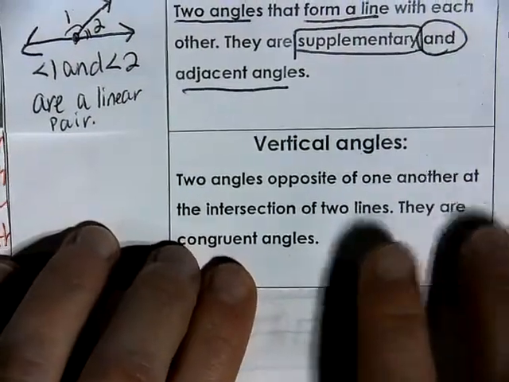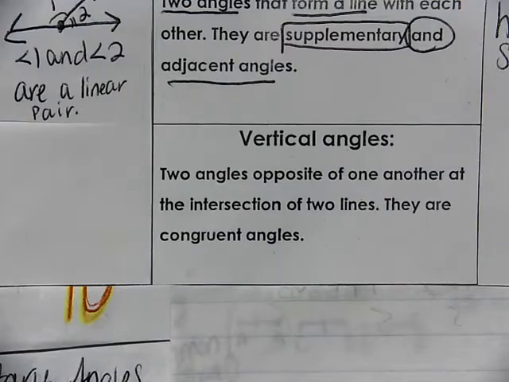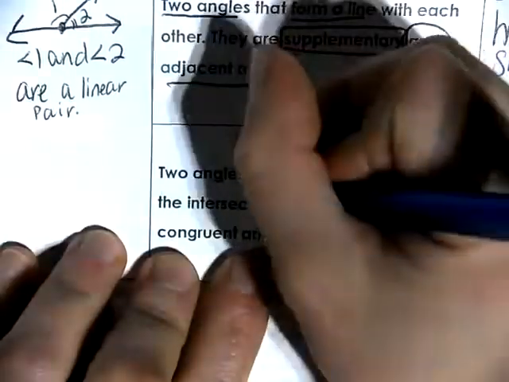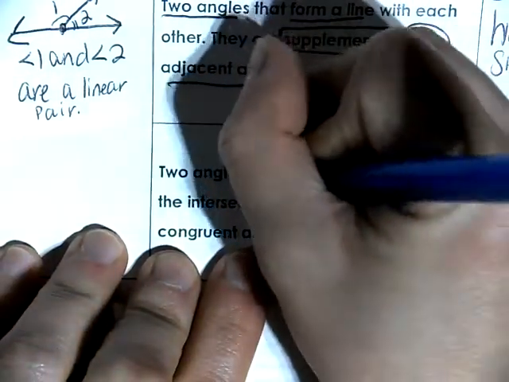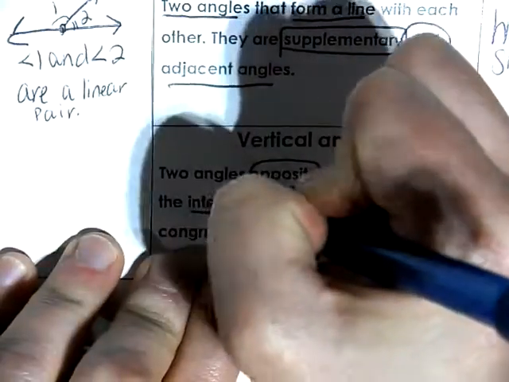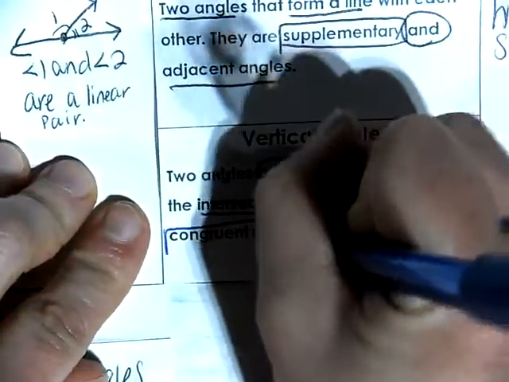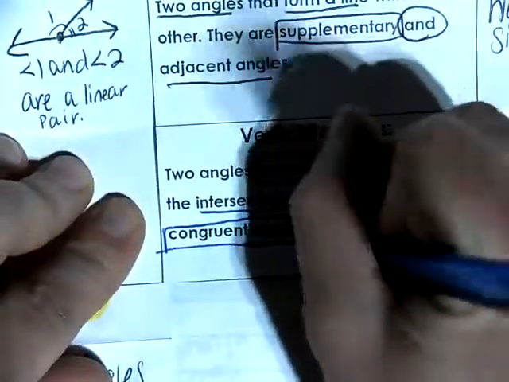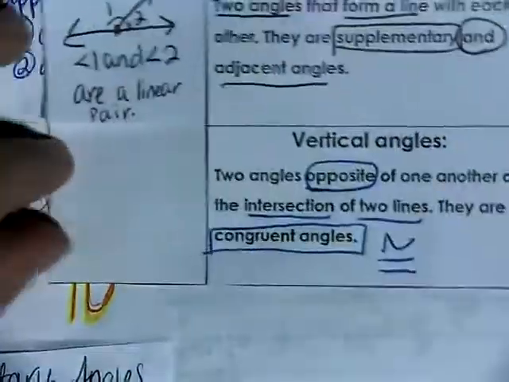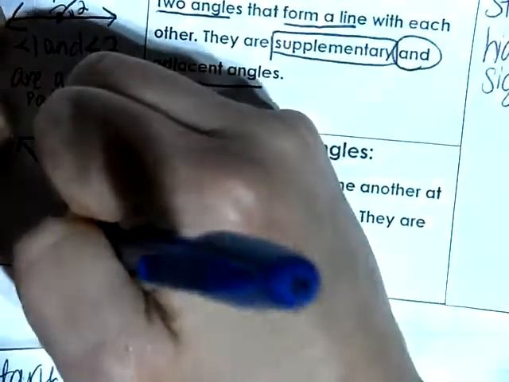Next, we have vertical angles. And vertical angles don't necessarily have to be vertical. They are essentially two angles that are opposite. So two angles that are opposite of one another at the intersection of two lines. These angles are congruent angles. Vertical angles are congruent to each other. Always congruent.